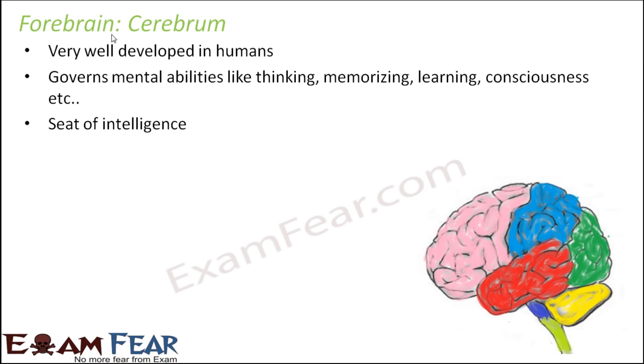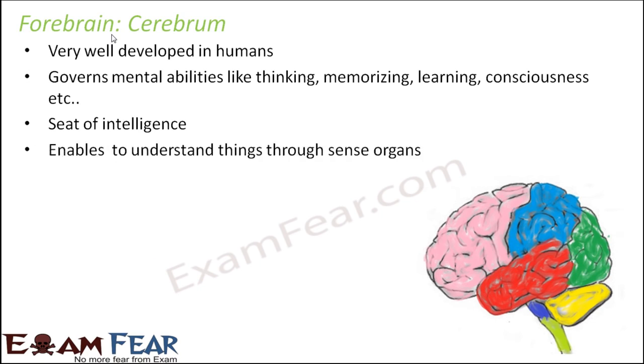It is the seat of intelligence. We often say that this person is very intelligent, that means he has a lot of brains. That is how we say it literally, because your brain is the place where your intelligence is, and if you want to be more specific, intelligence is present in the cerebrum. This enables us to understand things through sense organs. As I said before, when you see something, the eyes just help you to see it. They don't interpret what you saw. That interpretation is done by the brain, in this region of the brain.